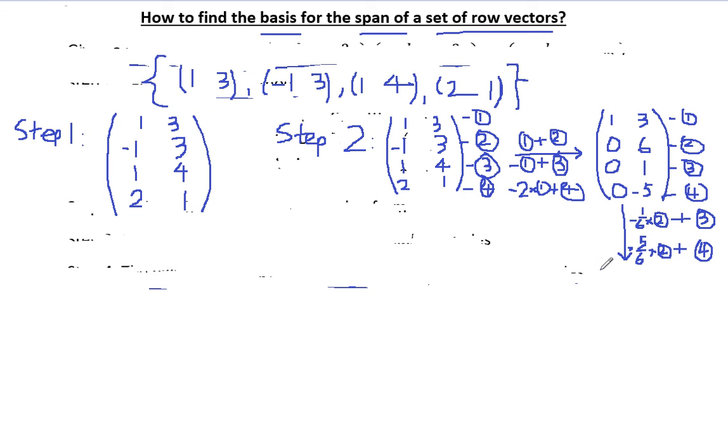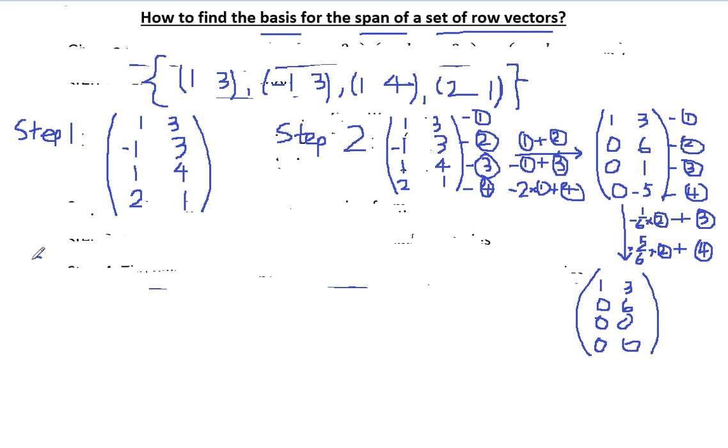So we get again 1, 3; 0, 6. And this will go to 0 because minus 1 over 6 times 6 equals minus 1, and minus 1 plus 1 equals 0. This will also go to 0 as well. Hence, the system is in row echelon form. So step 2 is done.